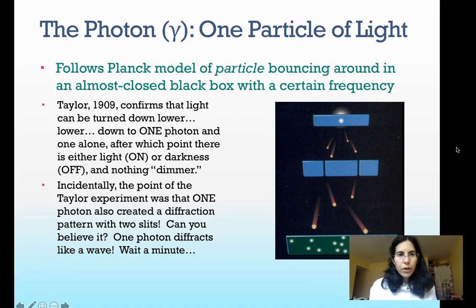So, here's our new word of the century: photon. We'll use the lowercase Greek gamma for the photon. Yeah, yeah, I know, it looks like an eta. Just write a lowercase eta and you're good with it.